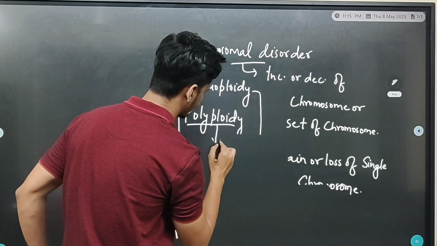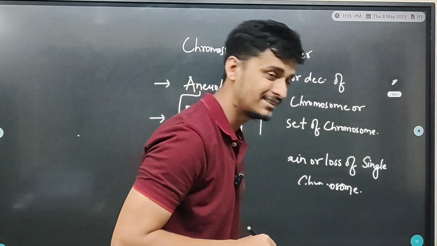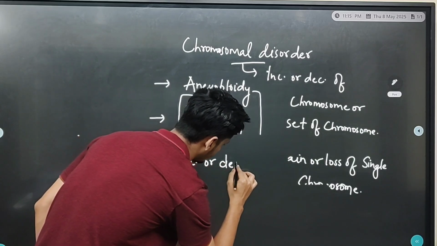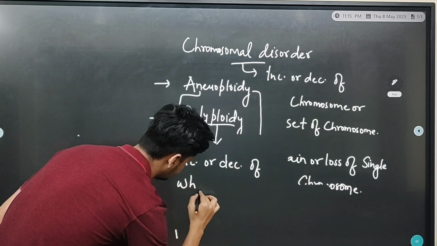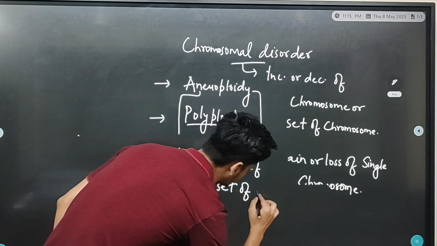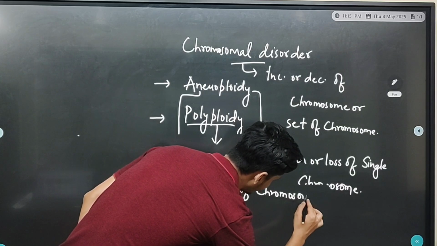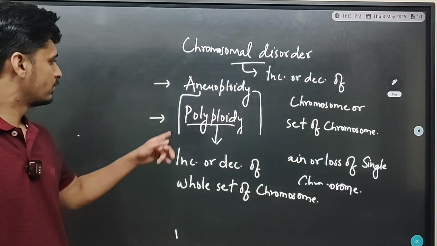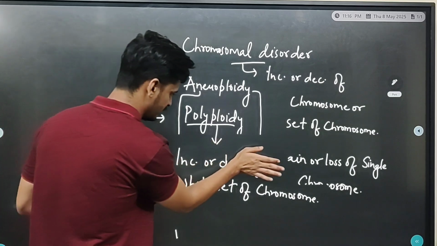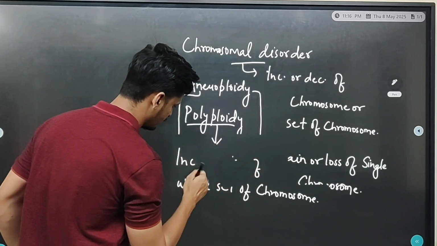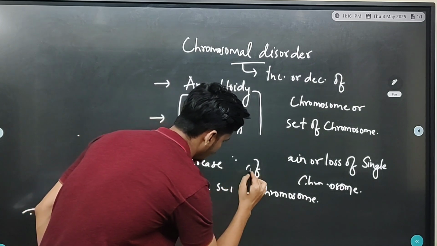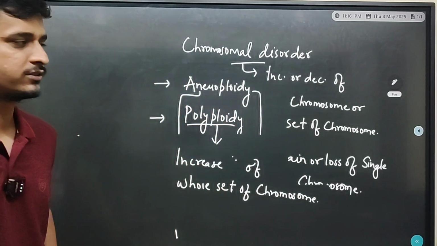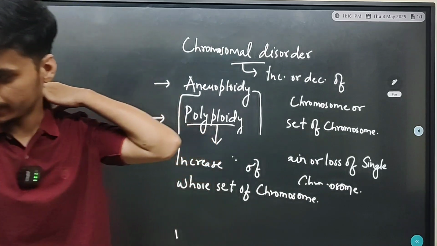So polyploidy: during cell division, when there is failure in segregation, this will result in an increase of the whole set of chromosomes. An increase of the whole set of chromosomes leads to the polyploidy condition.